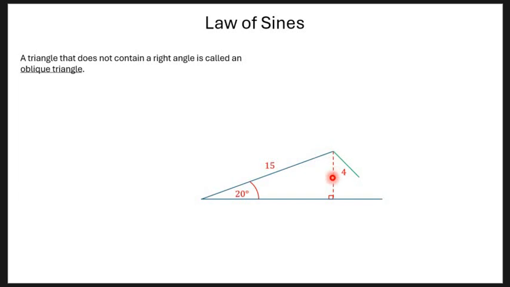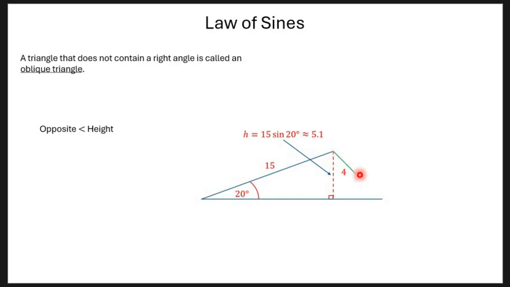So if I wanted to know this height, I know that the sine of 20 degrees is equal to this height divided by 15, which is the hypotenuse. So that means that height is equal to 15 times the sine of 20 degrees. When you type that into a calculator, you get that the height is approximately 5.1 units. Now the opposite side is only 4 units long, so the opposite side is less than the height.